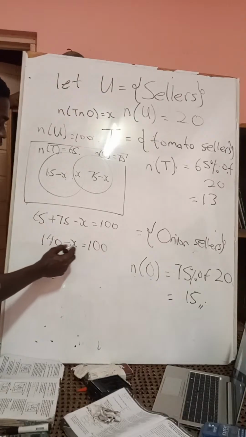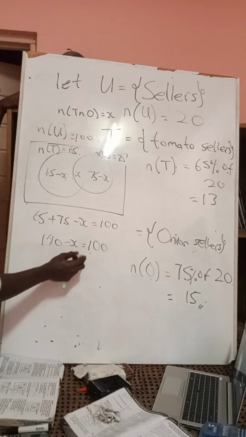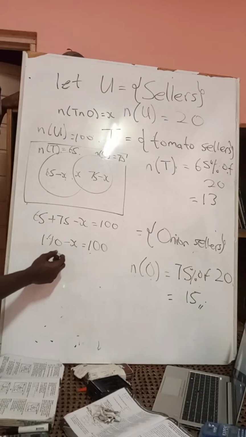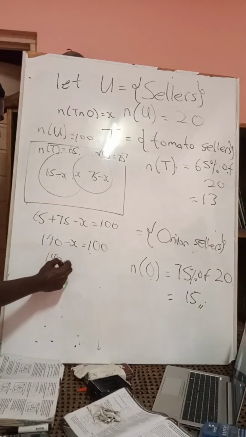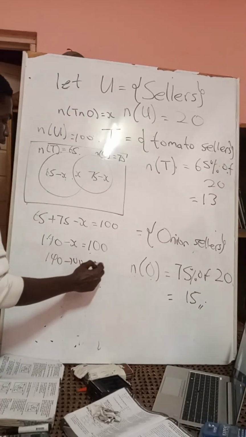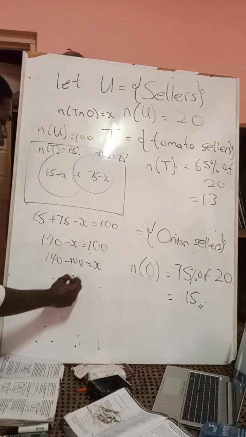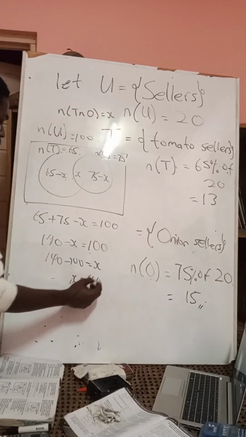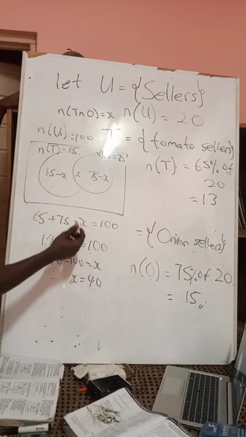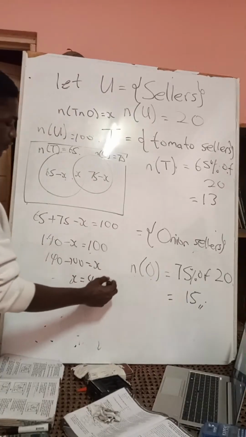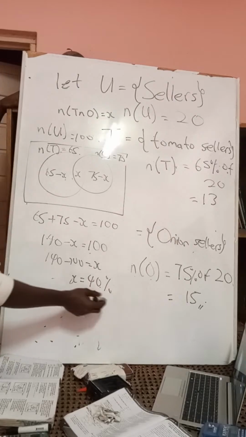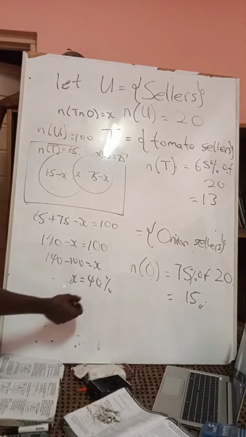So 140 minus x equals what? 100. Have you seen? Now coming to find x. So you can say let this one go this way, this one comes here. 140 minus 100 equals what? x. You'll be having x to be what? 40, right? It's not 40 in number. You should remember that it's in what? Percentage. Fantastic. So after getting x to be 40%, you have to find x now.